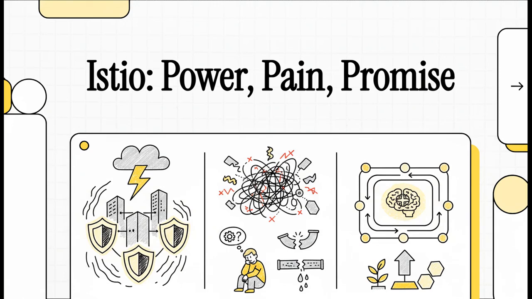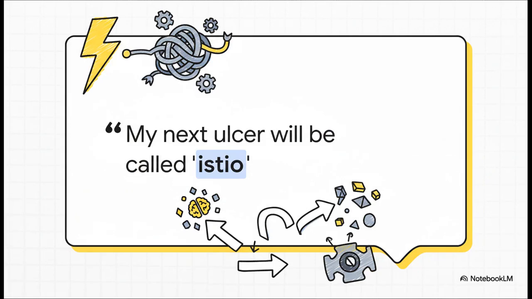Welcome to The Explainer. Today, we're jumping into a tool that's one of the most powerful, talked about, and controversial pieces of tech in the cloud-native world, Istio. An engineer once tweeted this, and honestly, it just perfectly captures the love-hate relationship people have with this technology. It's something that inspires both total awe and complete agony.